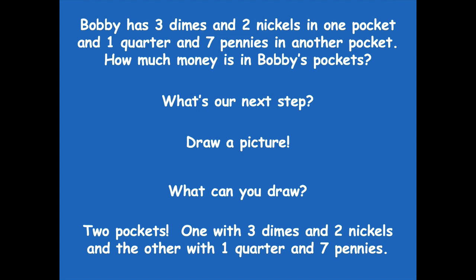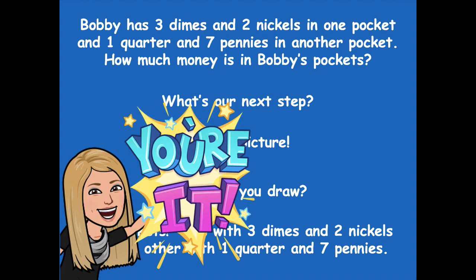So I want you to pause the video, and I want you to do a quick draw of the pocket with the 3 dimes and 2 nickels in one pocket and 1 quarter and 7 pennies in another pocket. Now remember, when you're doing a quick draw for this, all you have to do is draw like a circle with 25 in it for a quarter and a circle with a 1 for a penny. So pause the video, do your quick draw, and then click play when you're ready for the next step.